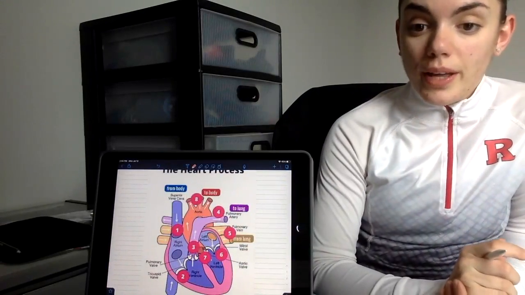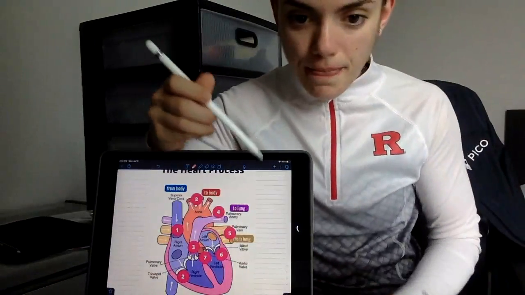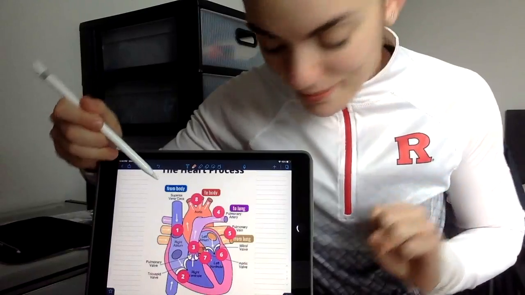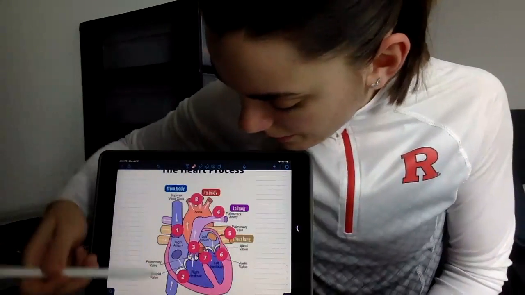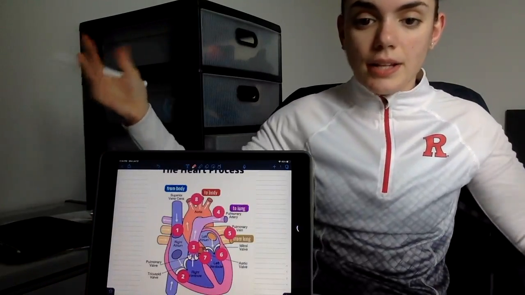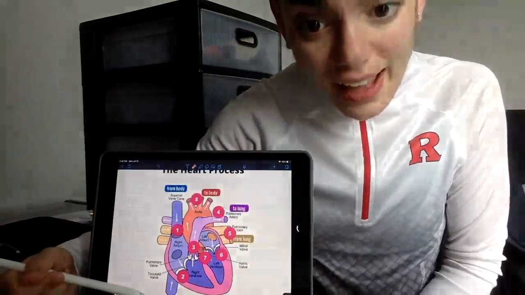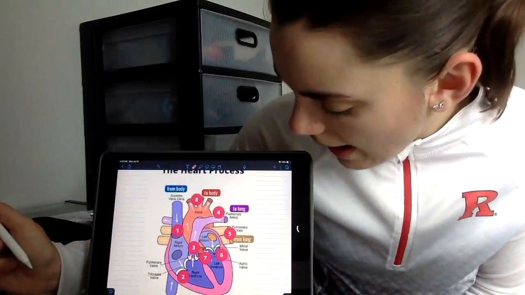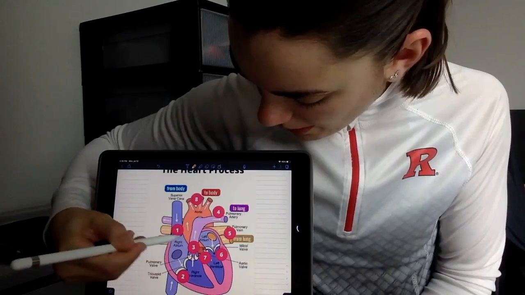So let's start with the deoxygenated blood coming to the heart. As you can see here, you've got two big tubes, a vein called the vena cava. This is the top part, which is the superior vena cava, and the bottom part, which is the inferior vena cava. All of your veins in your body end up draining into this big vein, the vena cava. And that ends up draining into our first chamber of the heart, our first of four chambers, called the right atrium. As you can see here, it travels into the right atrium.